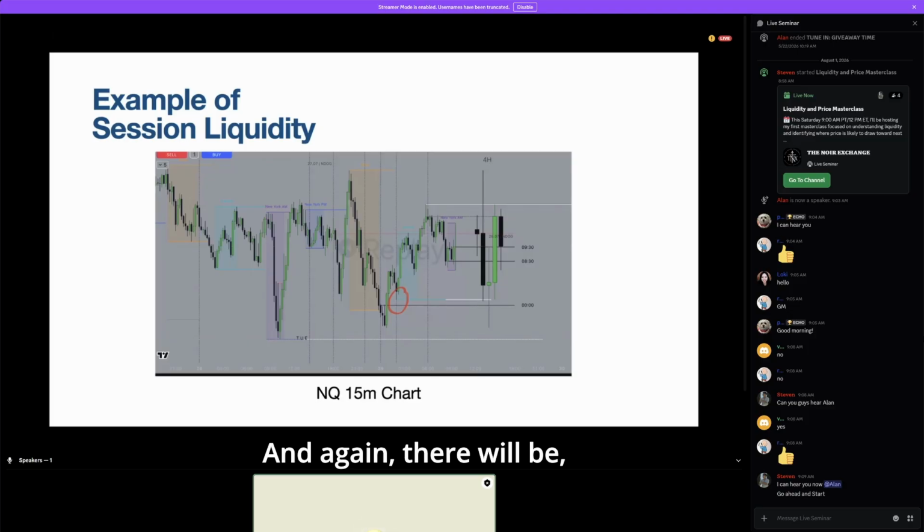And again, this is mostly on how to find targets and telling yourself where the market is drawing towards. So there will be a masterclass on finding entries later on. But for right now, we're just focused on the targets.